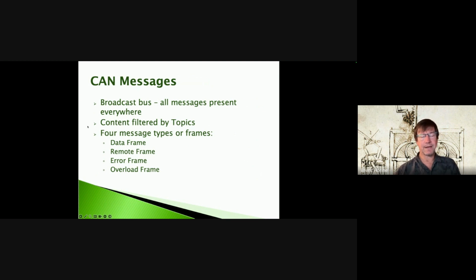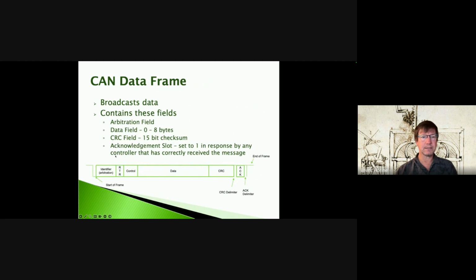But not everyone wants all that data, right? So we're going to content filter it by topics. We're going to have 4 different message frame types: a data frame, remote frame, error frame, and overload frame. And data is the most important one. It's going to broadcast that data, and it contains this identifier that is part of that arbitration process.